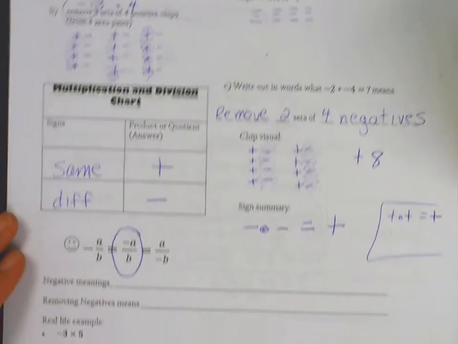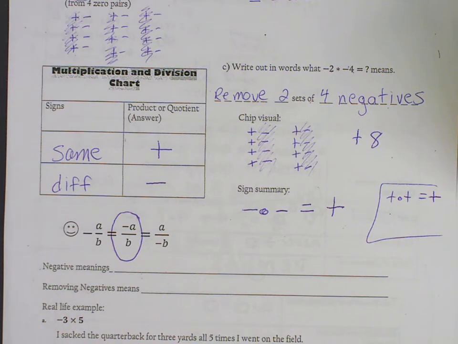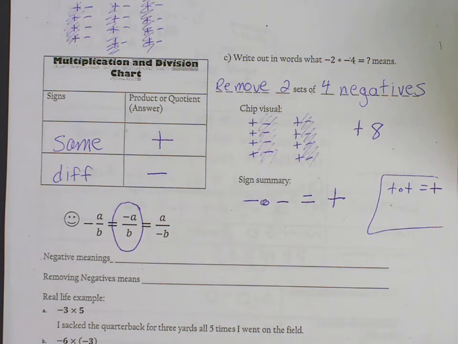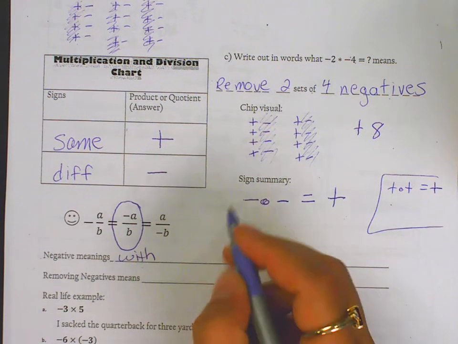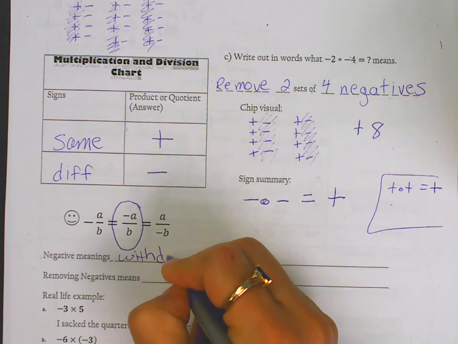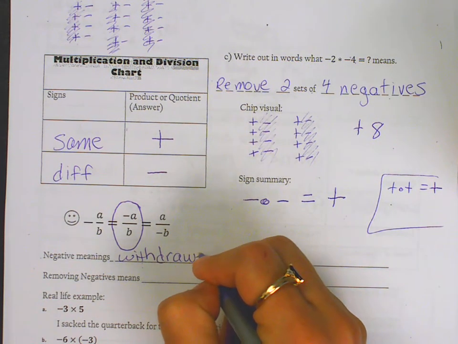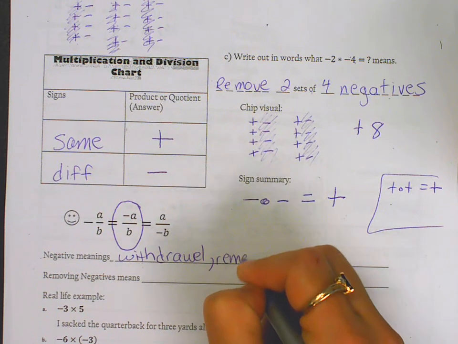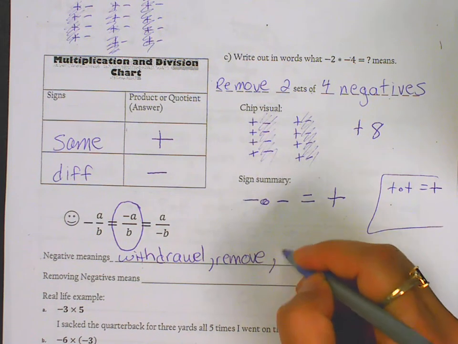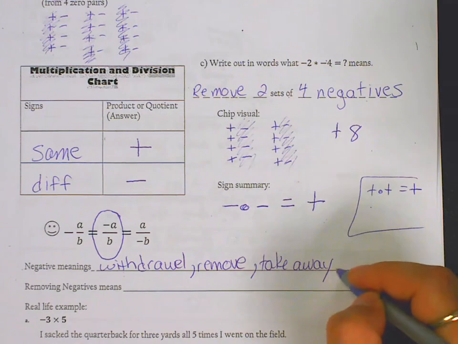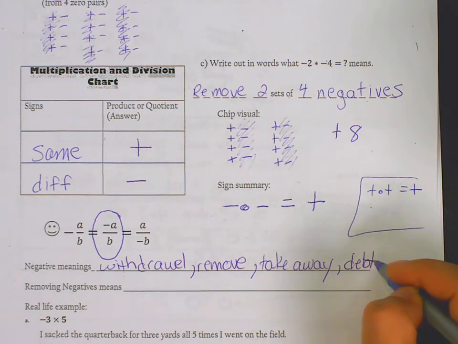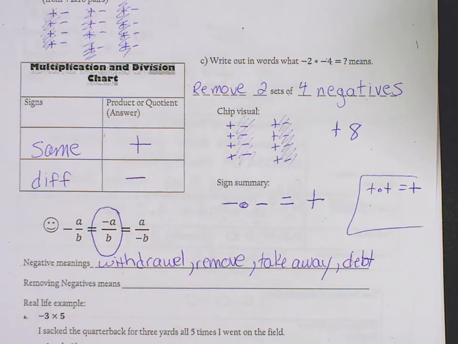Okay, so let's reiterate something here. This was on the Chapter 1 vocab answers page. I went over words for negative. If we're talking about money, you could use a word like withdraw or withdrew or withdrawal. We definitely use the word remove a bit. You'll hear take away. Again, with money, things like debt. If you want more words like that, they're on that Chapter 1 vocab answers page.